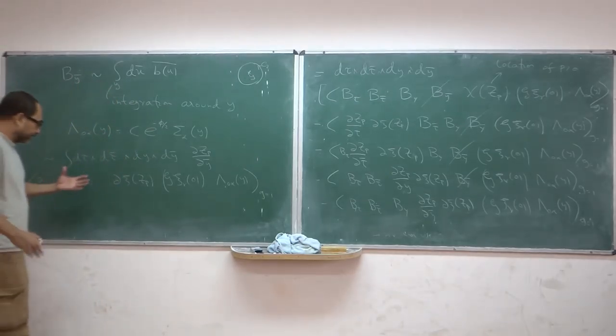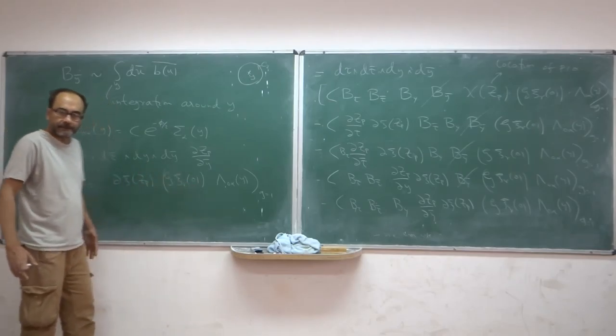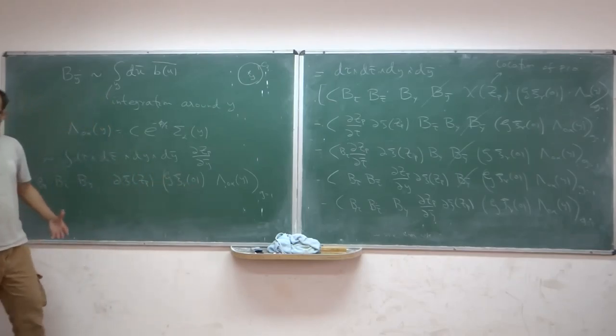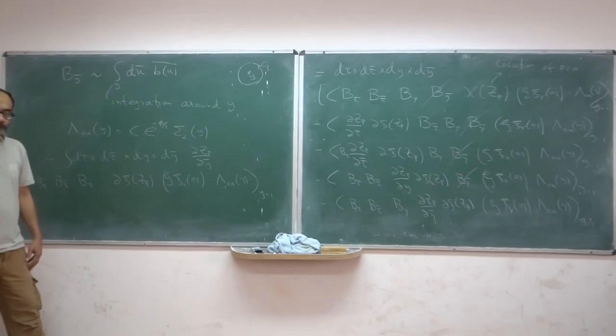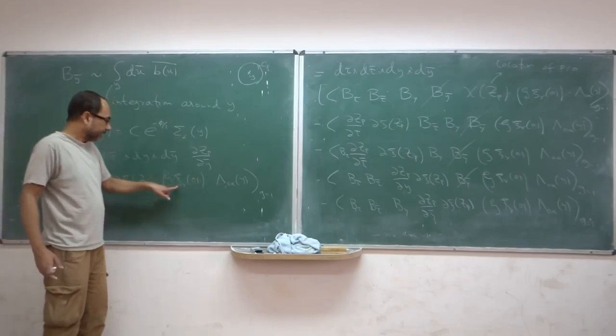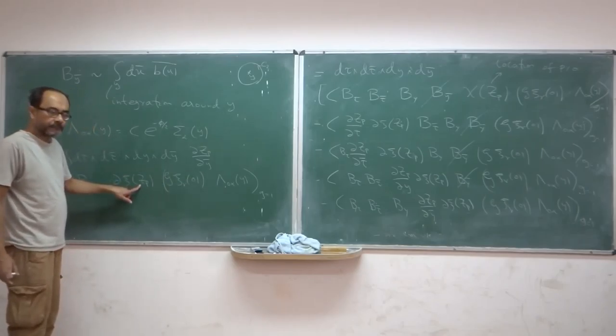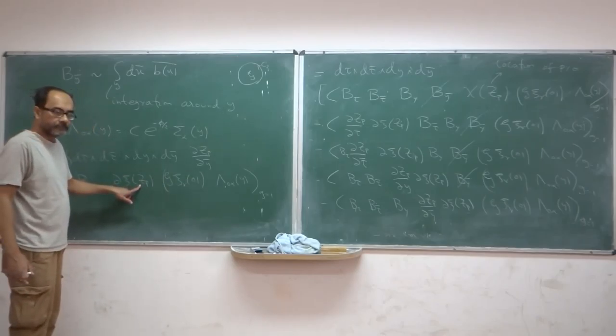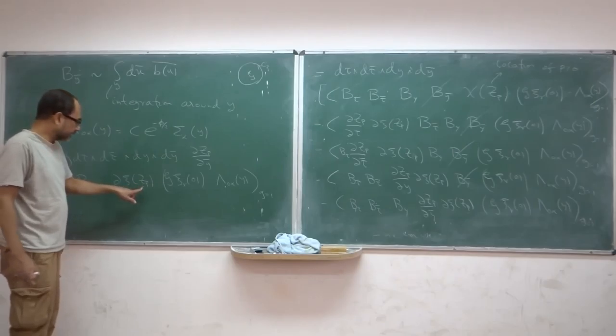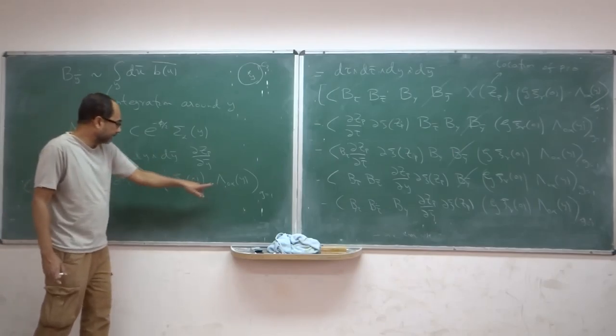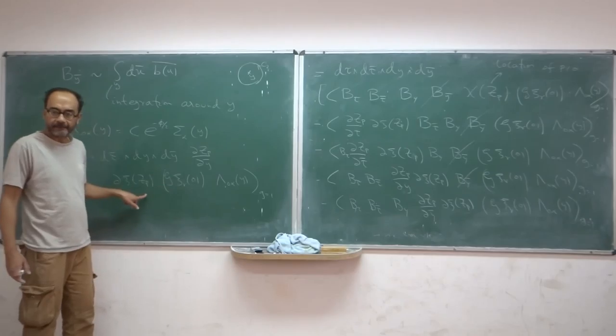But even at this level, there is a potential problem. The problem is that this correlation function has spurious poles. There is no singularity here when y comes close to z, because the OPE you can clearly see is perfectly fine.